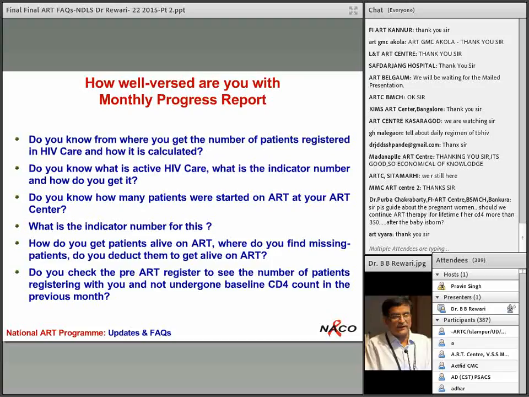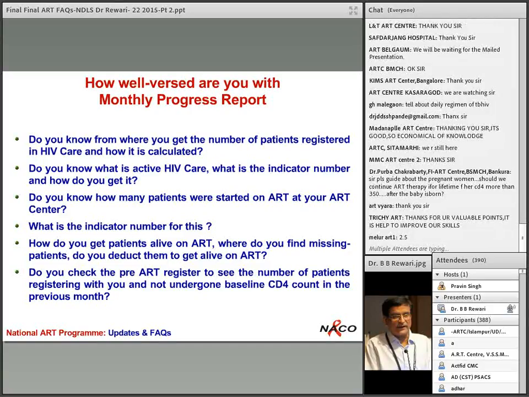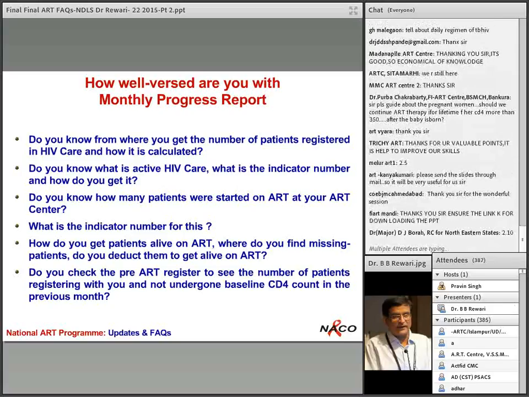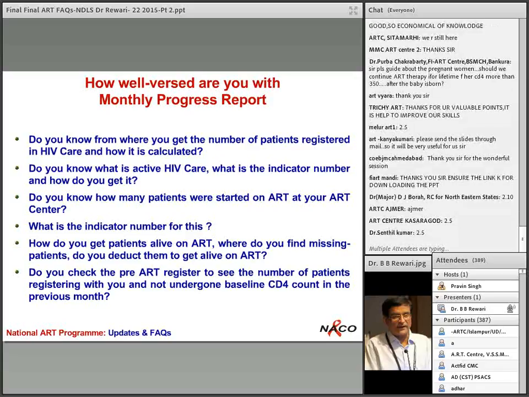Do you know what is active HIV care? Which indicator is this? Because in my interaction in many review meetings, ART medical officers were not aware of what is 2.5, 3.5, 2.10, 3.10, which are 4 critical indicators. Dr. Manish had given you a very good session on M&E tools. Now you have to think back whether you remember it and you are doing these things or not.